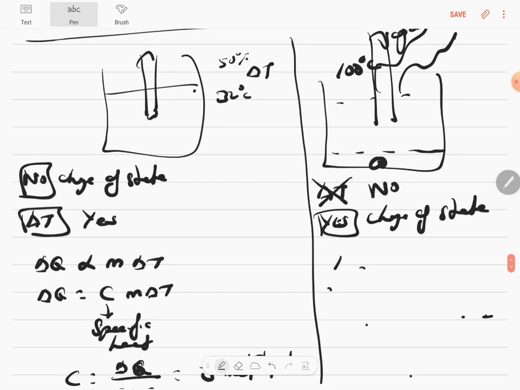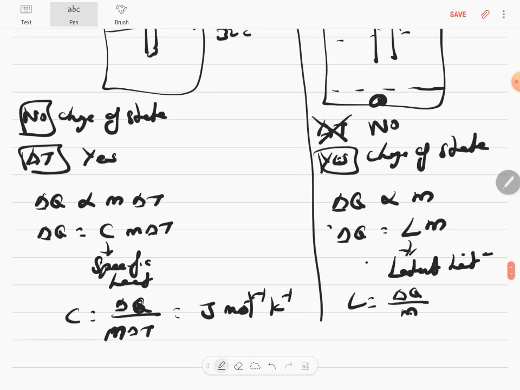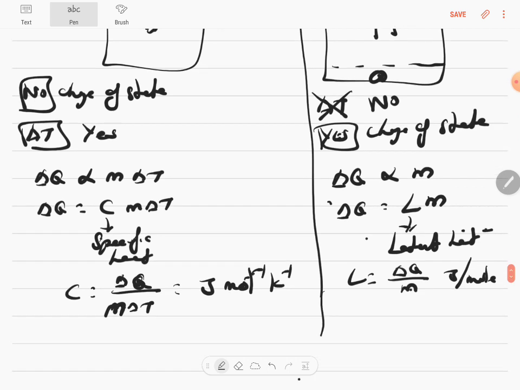So the delta Q that is supplied is not contributing to any change in temperature, right? It's only contributing to the change of state of the mass. Delta Q is therefore equal to L into M, where L is known as hidden heat or latent heat. Thus L is equal to delta Q by M. So latent heat is joule per kg or something like that, okay. So that's about latent heat.